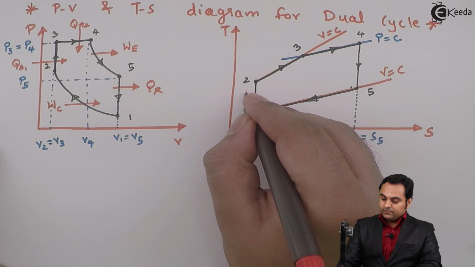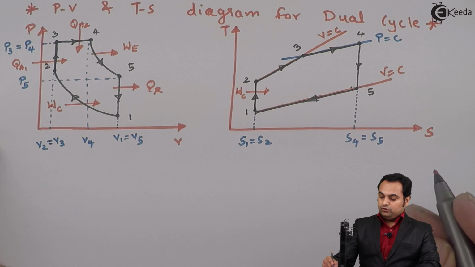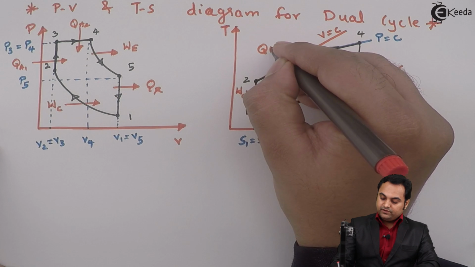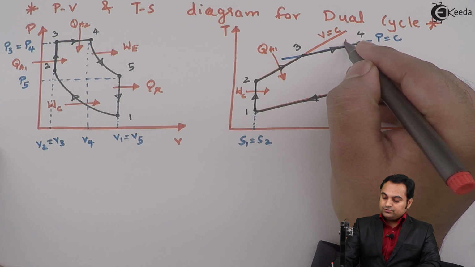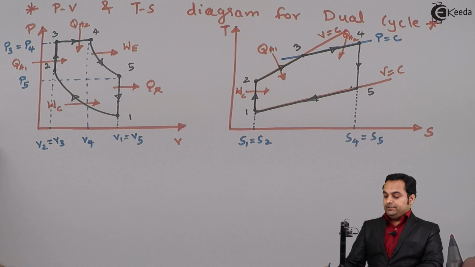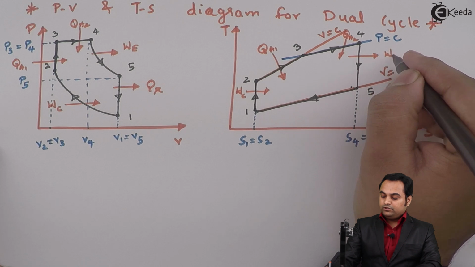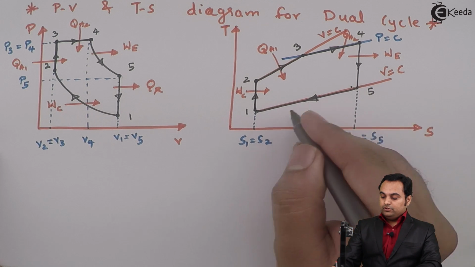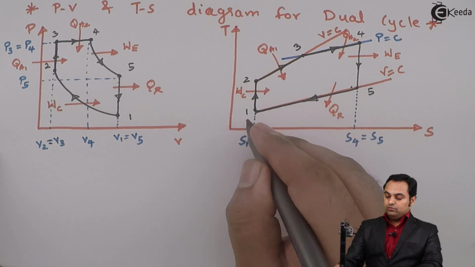1 to 2 is work done in compression, so W suffix C. 2 to 3 is heat addition at constant volume, so it will be QA1. Next, after that 3 to 4 is heat addition at constant pressure, so here we have QA2, heat addition at constant pressure. Then 4 to 5 is isentropic expansion, so we are getting the work output, W suffix E. And then 5 to 1 is constant volume heat rejection, so here heat has been rejected from 5 to 1.